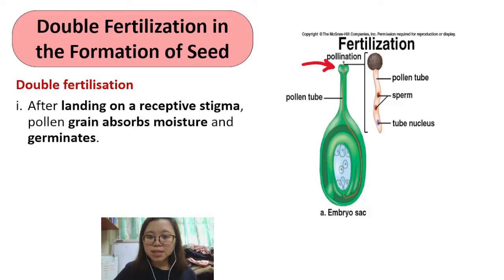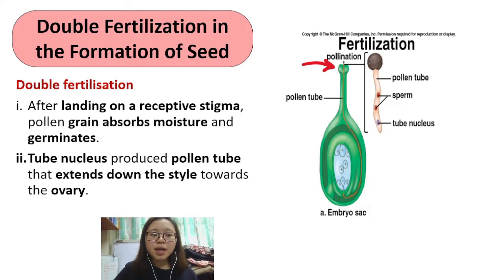So, bila dia sampai di sini, dia bercambah. The tube nucleus will produce a pollen tube that will extend down the style towards the ovary. Which one is the pollen tube? I am going to highlight it in this diagram over here. So you could see over there, the green color, that is the pollen tube. So this pollen tube will grow down the style and around the ovary, and it will go towards the integument.